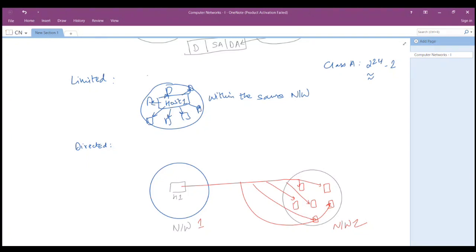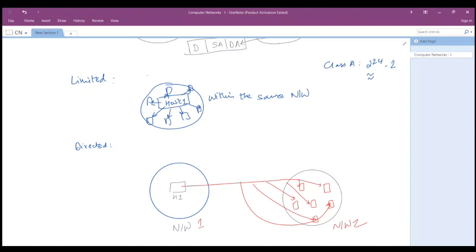But how do the routers or the internal mechanism work? How do I know that this packet needs to be sent to all the hosts present in that network? Or when it is a limited broadcast, it needs to be sent only to all the hosts inside my network. And third, I'm sending a packet with a source address and a destination address, but it needs to be given only to this particular host.